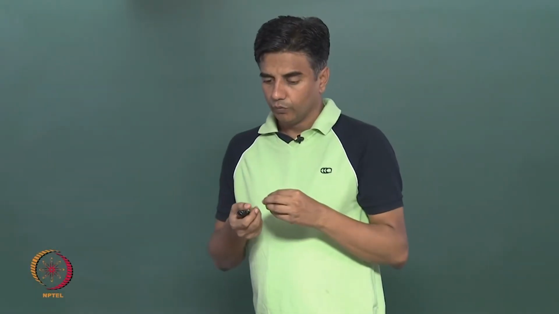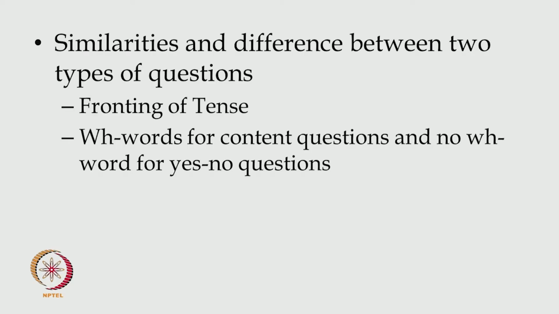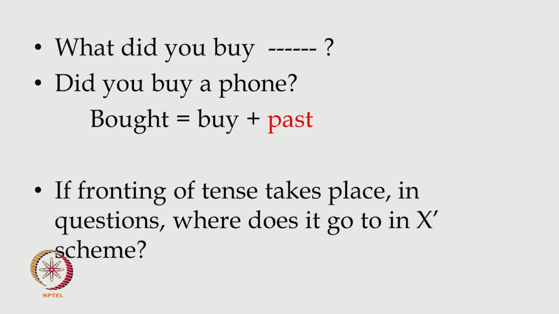Now, what is the meaning of fronting of tense in a theoretical sense? We started looking at this, and then we say whether a sentence has present tense or past tense, okay? Whether the tense is visible in a sentence or not visible, okay? Do you understand these things, whether it's visible or not visible?